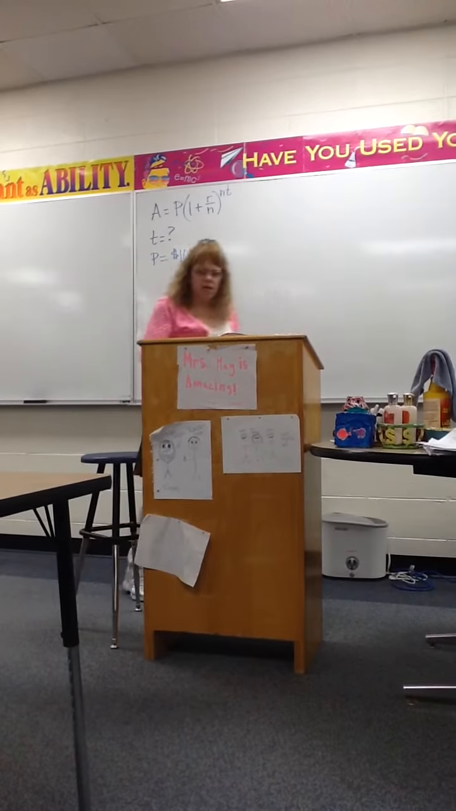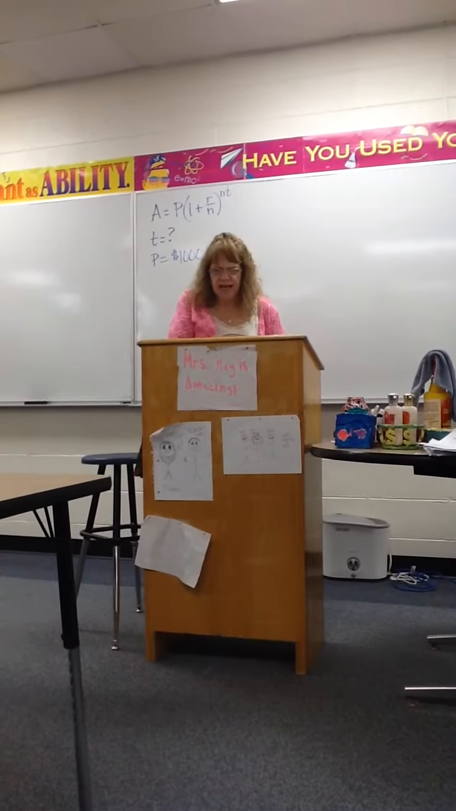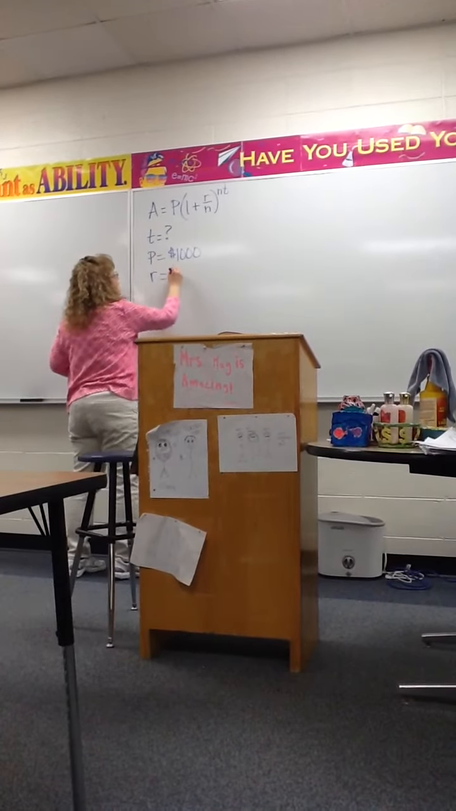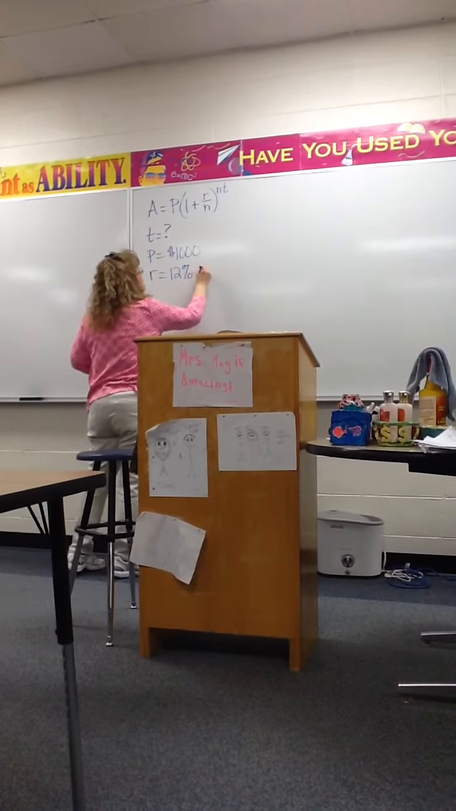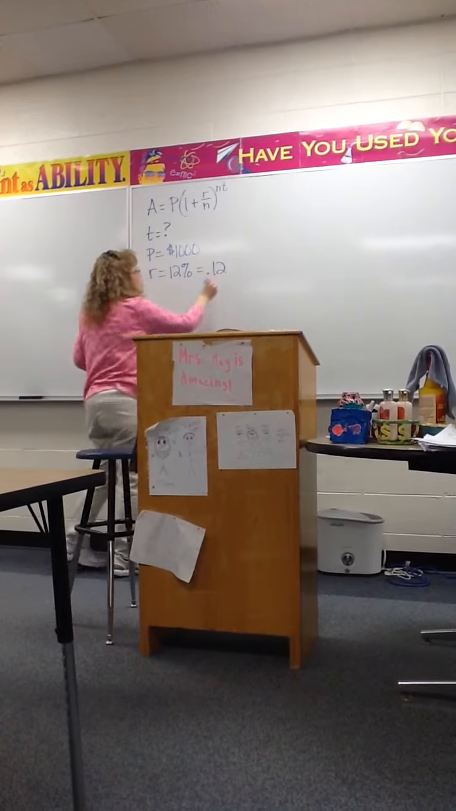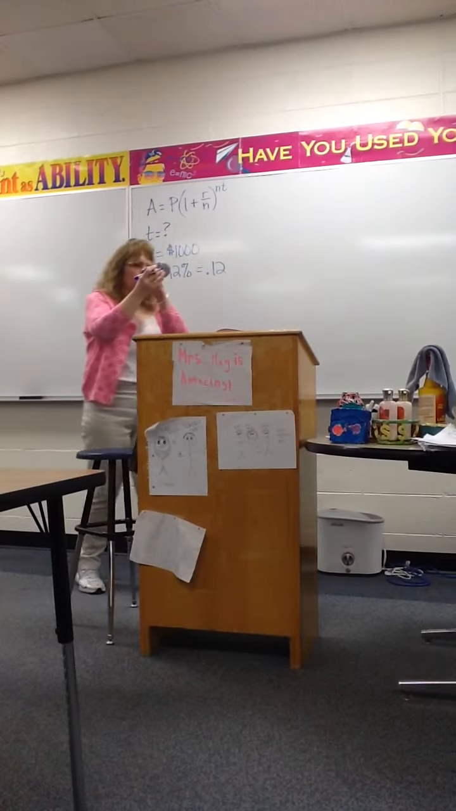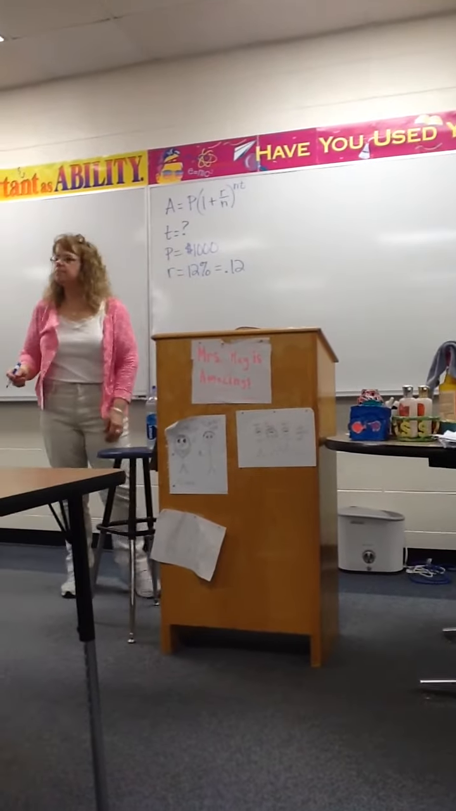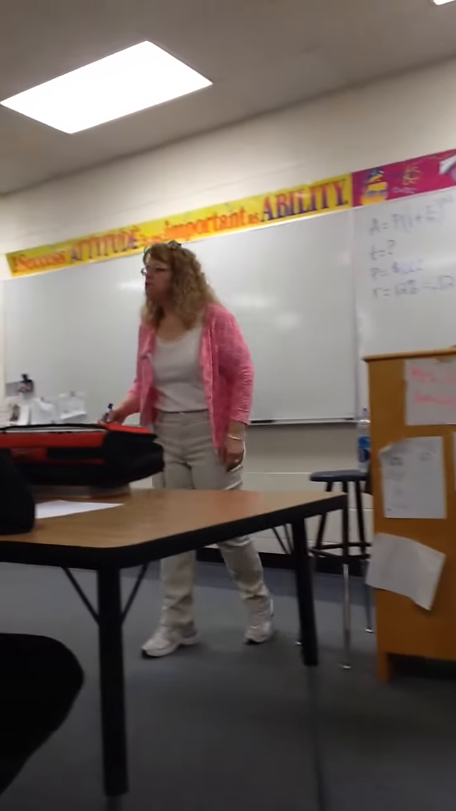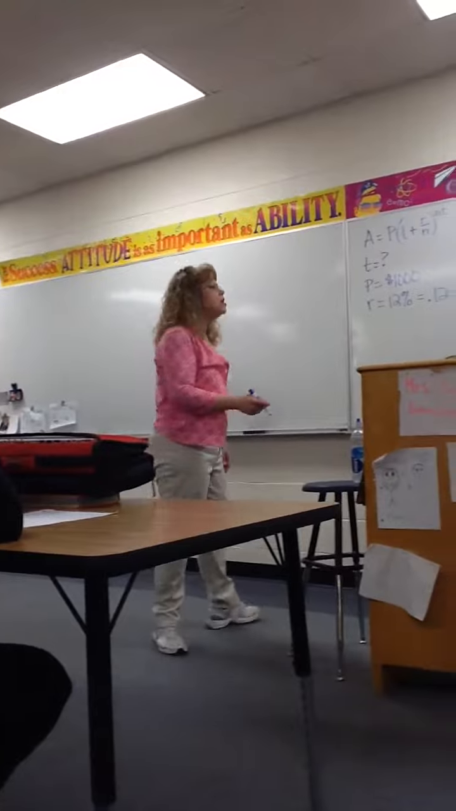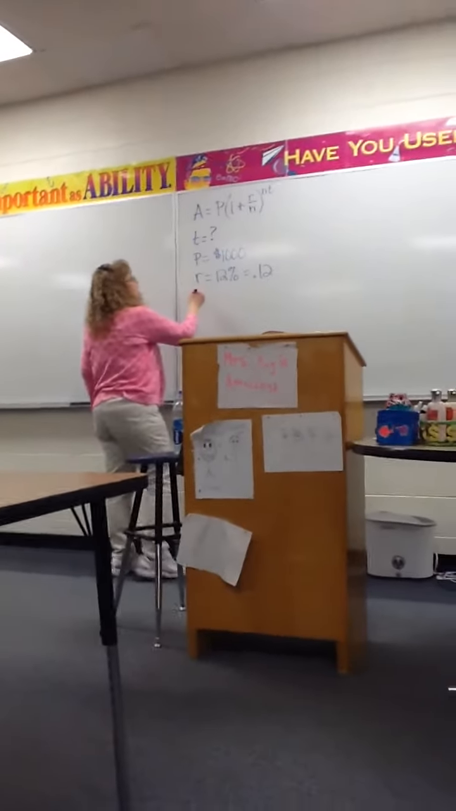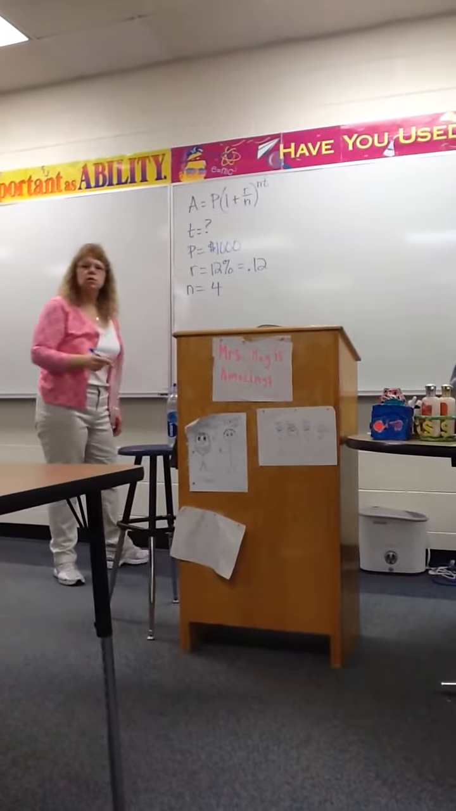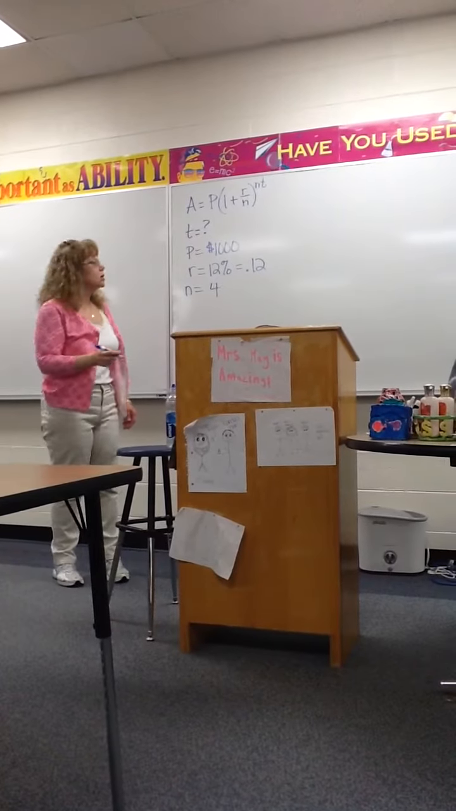It is invested at an annual rate of 12%. We put it in as 0.12. Compounded quarterly. It's 4 quarters a year. How many times a year? 4. So my n is 4, 4 times a year.